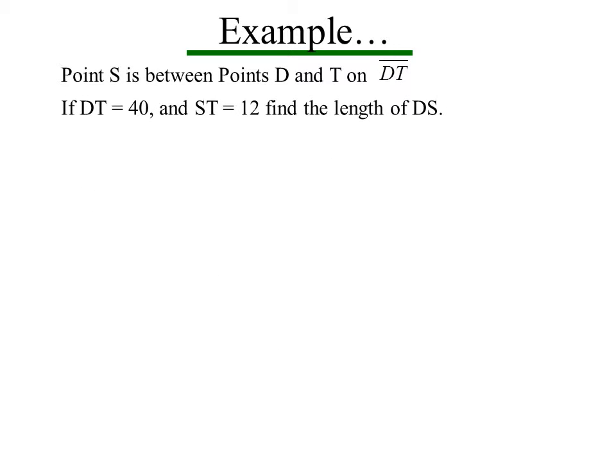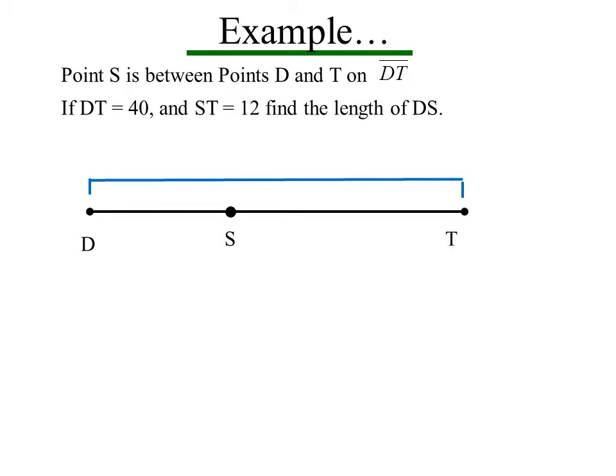Let's look at another example. Point S is between points D and T on DT. DT is 40, ST is 12, and they want us to find the length of DS. So once again, let's start with drawing a picture. I have DT, and I've put point S between points D and T, again, not in the middle because it doesn't say that it's in the middle. DT is 40, so this whole long segment is 40 units. ST is 12 units, and it wants me to find the length of DS.